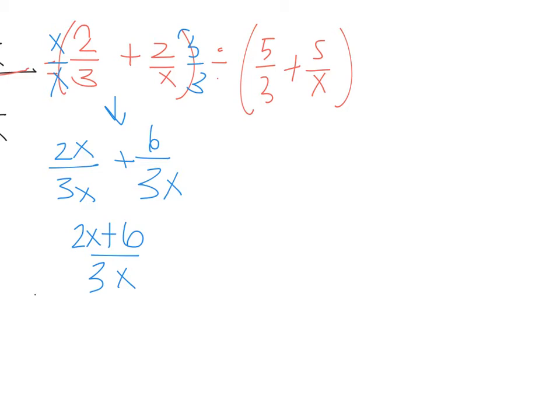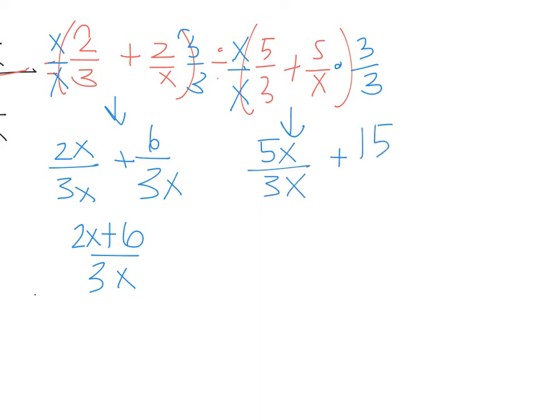So again, it looks like our common denominator is 3x. So the 5 over x, I multiply top and bottom by 3, and the 5 over 3, I multiply the top and bottom by x. Okay, so I get 5x over 3x plus 15 over 3x. And then since the denominators are the same, I can combine the fractions. 5x plus 15, they are not like terms, so I have a binomial.